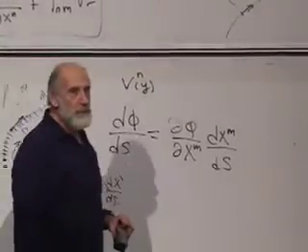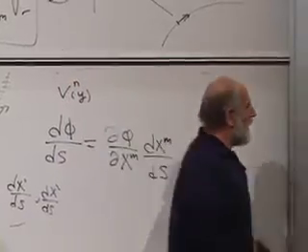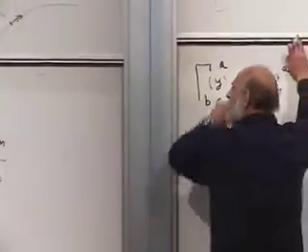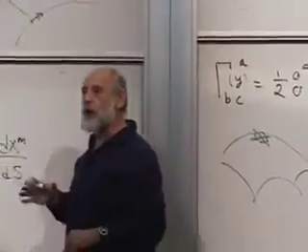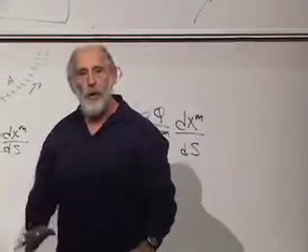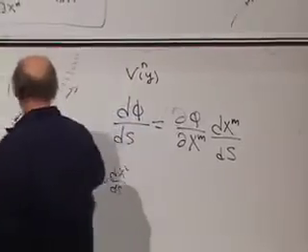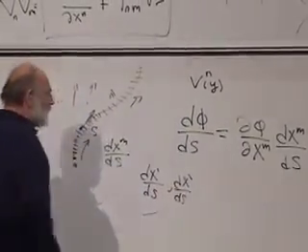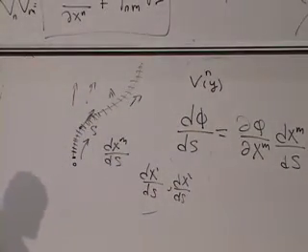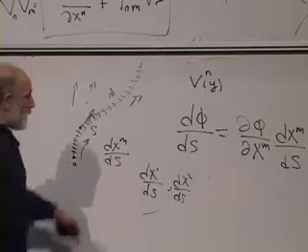Yeah, 1. Why is that? Well, it's 1. It's a unit vector along the curve. It's called the tangent vector. It is the tangent vector along the curve, a unit vector along the curve called the tangent vector. Okay? All right, so here's what you do.